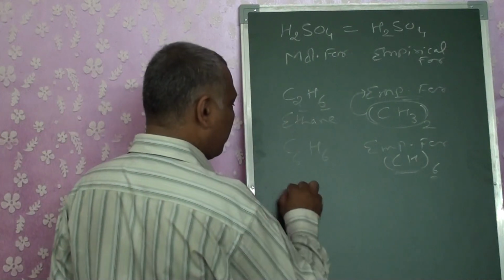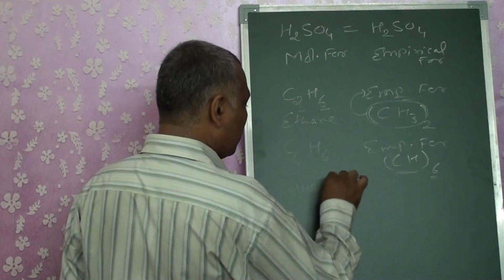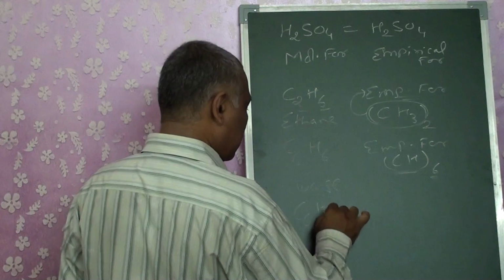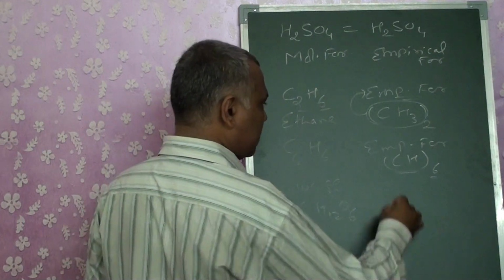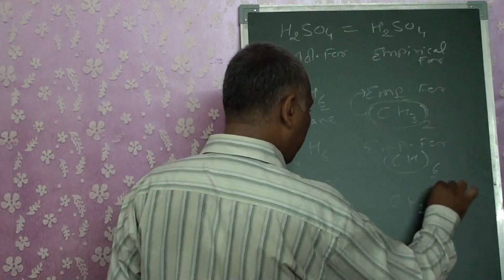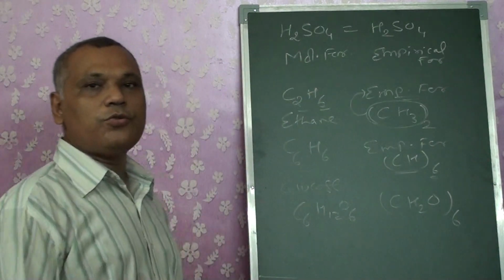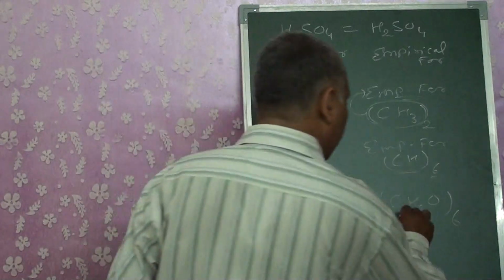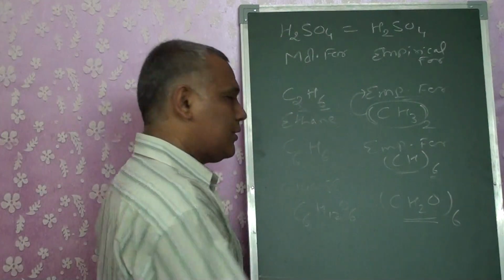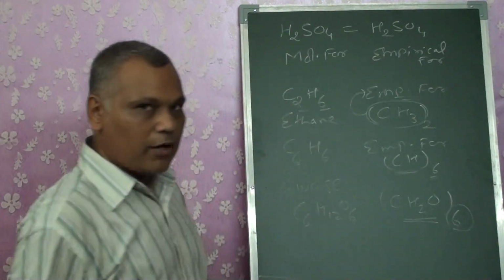One more example, glucose, C6H12O6. Its empirical formula will become CH2O. It's an empirical formula. 6 is going out as a common number.